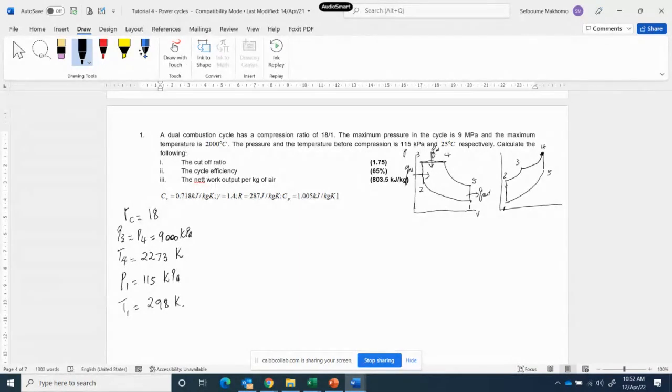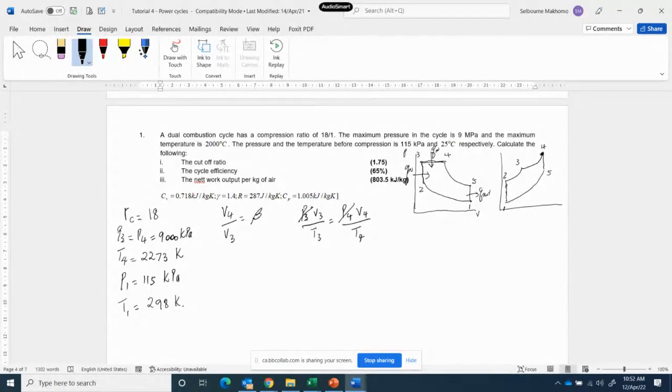The first question says calculate the cutoff ratio. The cutoff ratio, V4 over V3, is what they're looking for. And again, we work in reverse. Start from 4 to 3, from 3 to 2, from 2 to 1. We will say P3 V3 divided by T3 is equal to P4 V4 over T4, right? P3 is equal to P4, therefore they cancel.